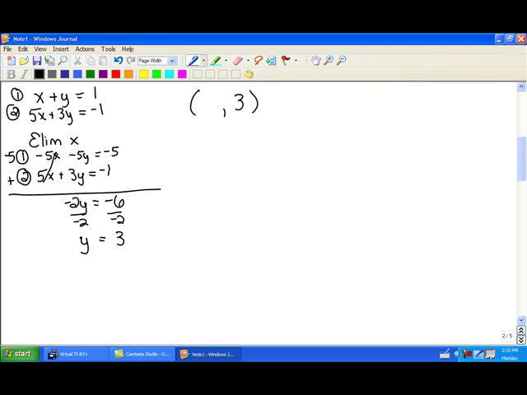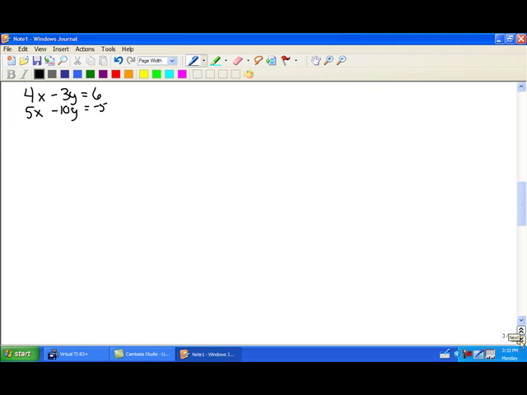Now all I have to do is back substitute to get the x. You can go into either one of the original equations. I always choose the first equation, x plus y equals 1, but we now know that the y is 3. So x plus 3 equals 1, and when I subtract 3 from both sides, I'm going to see that x equals a negative 2. So negative 2, 3 will be the point where both of these lines intersect.